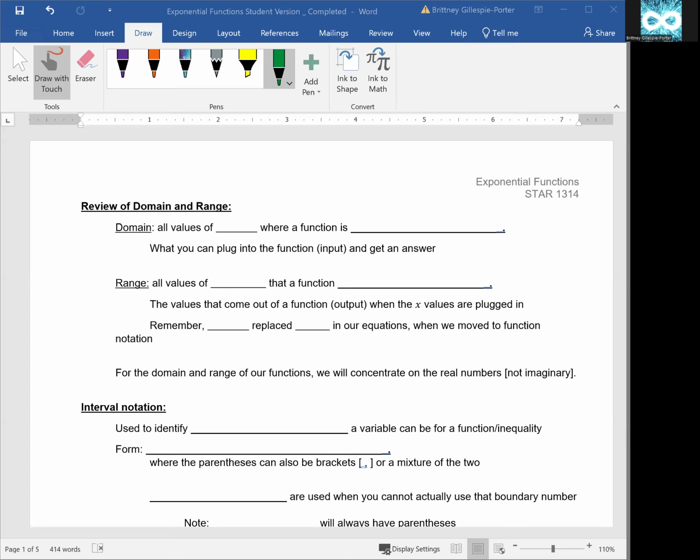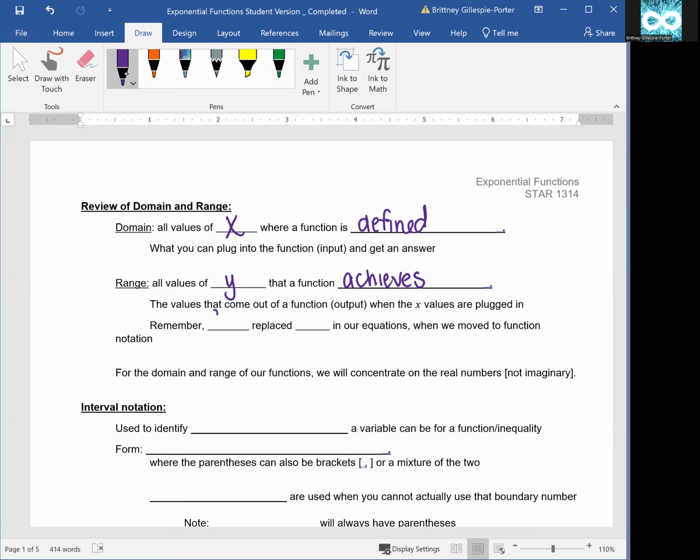Okay, before we get into actually using exponential functions, we need to do some definitions and some review. So first, let's review domain and range. Remember, domain are all values of x where a function is defined. It's what we can plug into the function or input into the function and get an answer. Our range is all values of y that a function achieves. It's the values that come out of a function, so it's the output, once we plug the x values in.